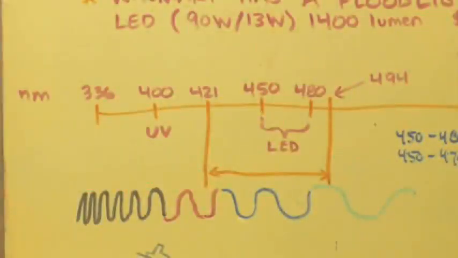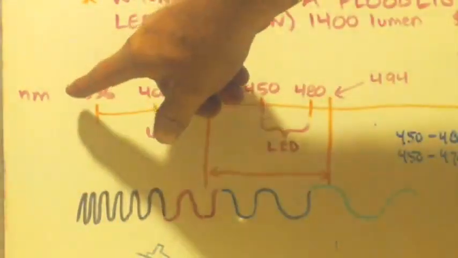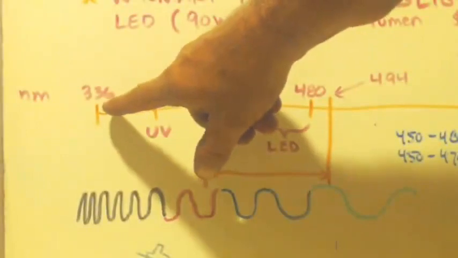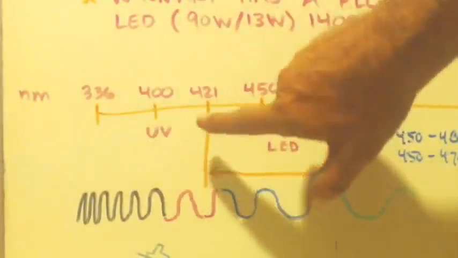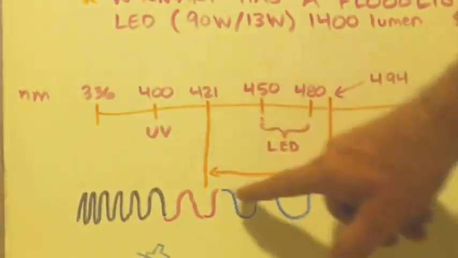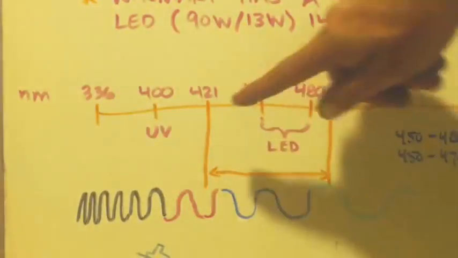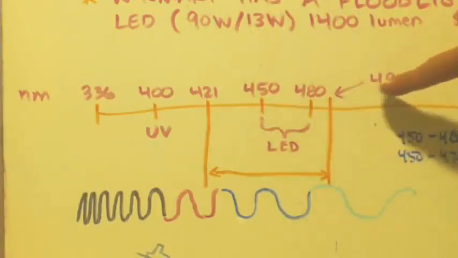Alright, so I promised you this blue light, and I'm going to tell you how to get it. Here are your nanometers, here's the shortest wavelength that can get into your reaction, here's UV, all this is UV. Here's what we want though. See the orange lines going down? 421 to 494 nanometers. That's what we want.